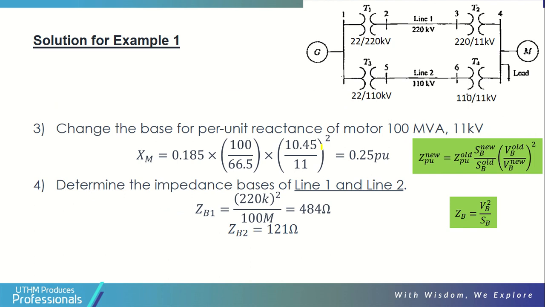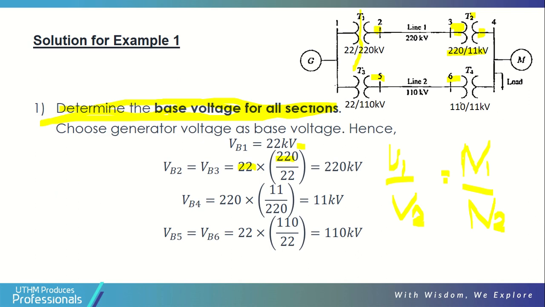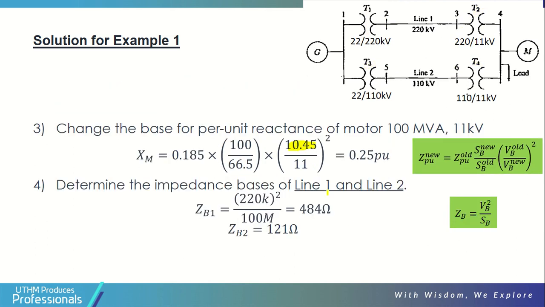S base new equals 100. S base old equals 66.5, from the manufacturer datasheet. V base old equals 10.45 according to the datasheet. V base new equals 11. We already calculated 11 because the base voltage at bus 4 equals 11 kilovolt. So from this equation, we can determine the new per unit reactance of the motor equal to 0.25 per unit.